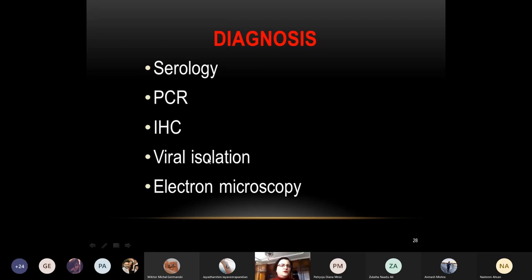But what are the main possibilities? Also you have to remember that it's a very dangerous material, and all biosafety measures have to be kept. What methods can be used? Serological tests, PCR. Sure, it will be the best, but you have to know the agent. Well, just suspect maybe the agent. Immunohistochemistry, viral isolation, and electron microscopy of viral hemorrhagic fever viruses.